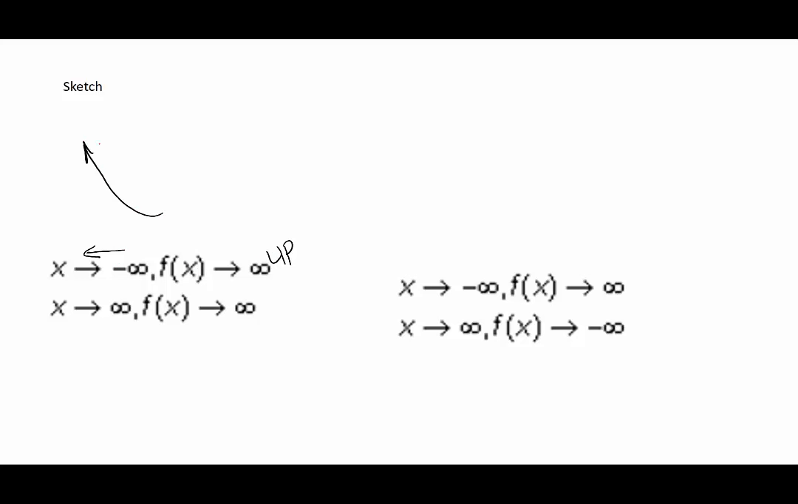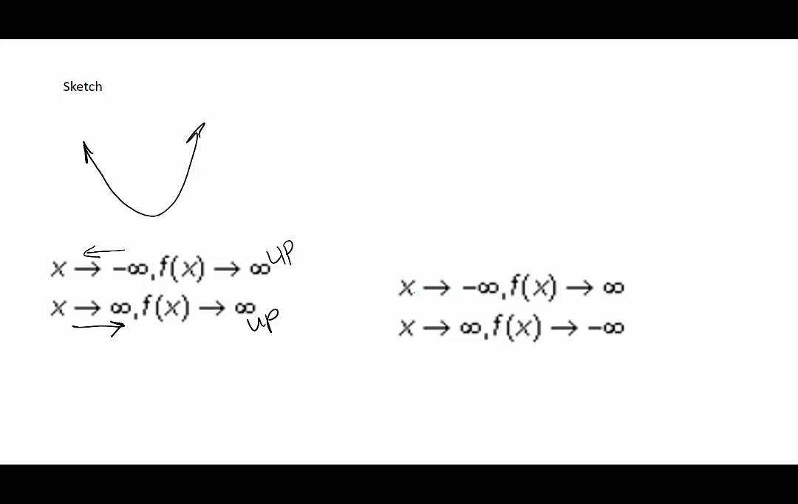For example, it could do that. This is saying as x is going to positive infinity, which means to the right, the function goes up. So x going to negative infinity is as we look at the function to the left. X going to positive infinity means as we look at the function to the right.